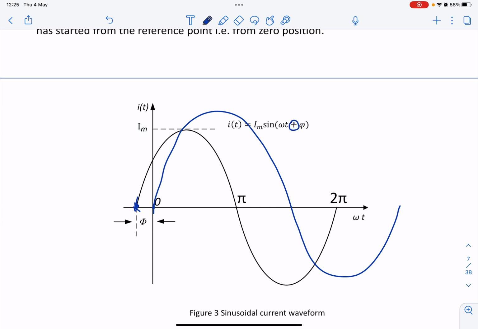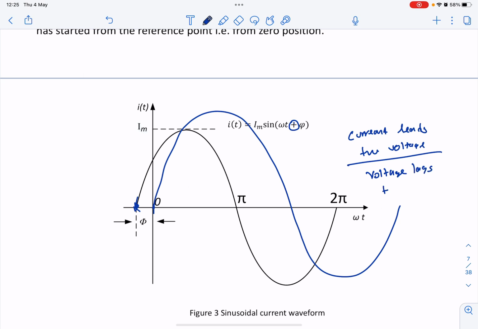We can say in this diagram the current leads the voltage, or the voltage lags the current. It is the same definition. We can say that the voltage is lagging compared to the current, or the current is leading the voltage, because at this point the current starts earlier compared to this voltage.